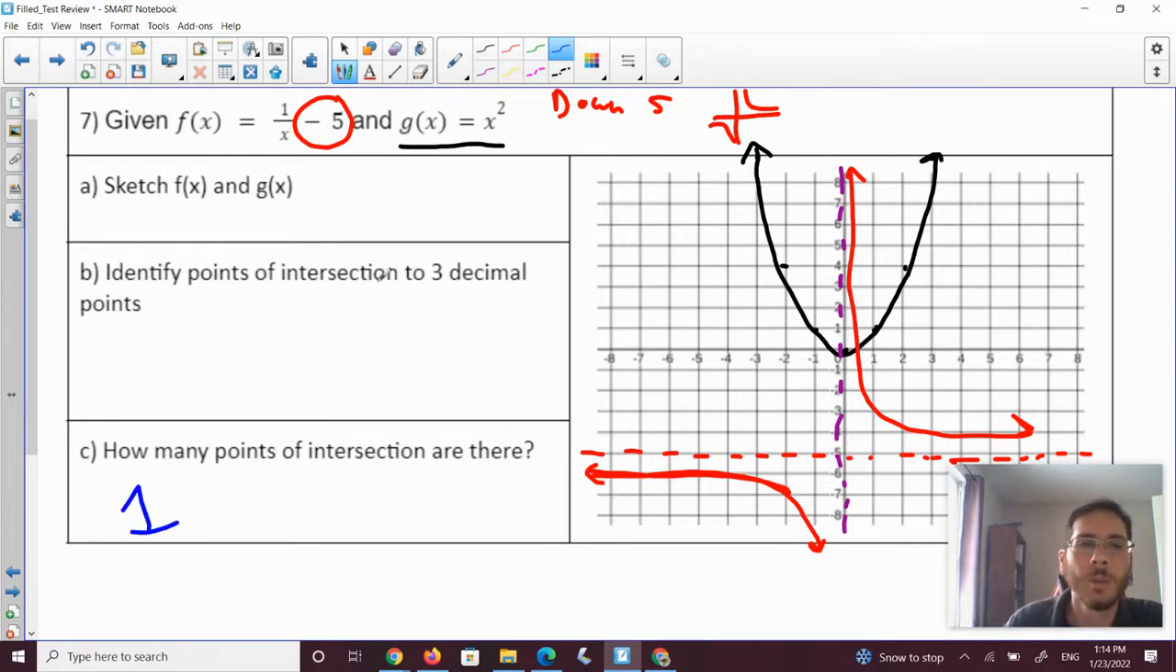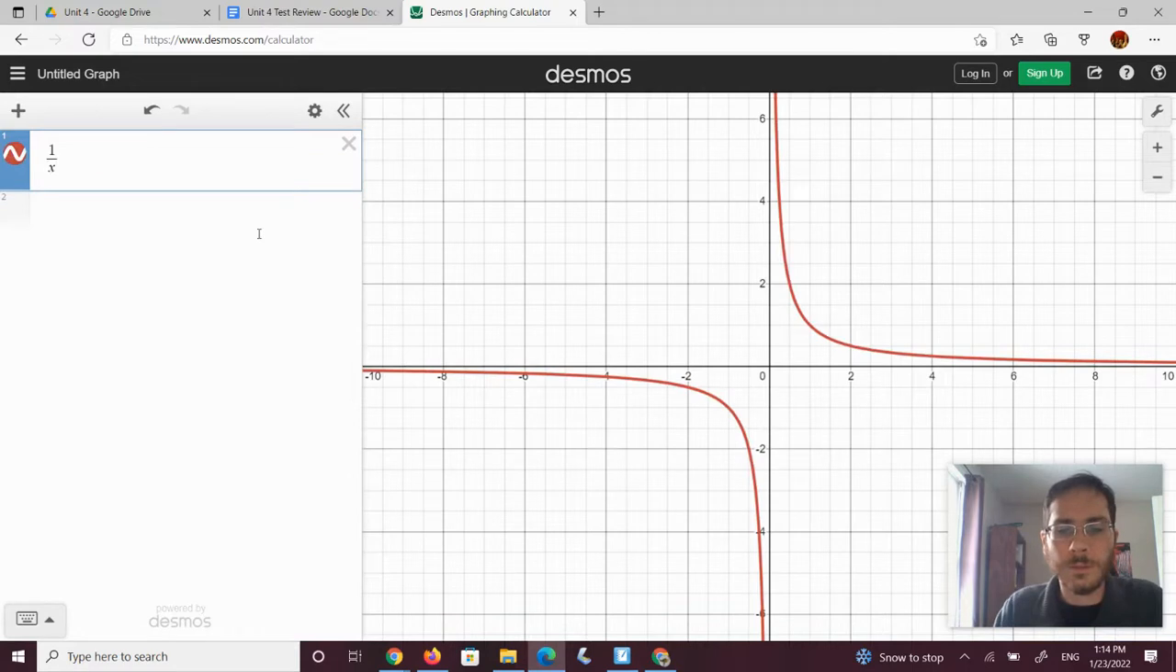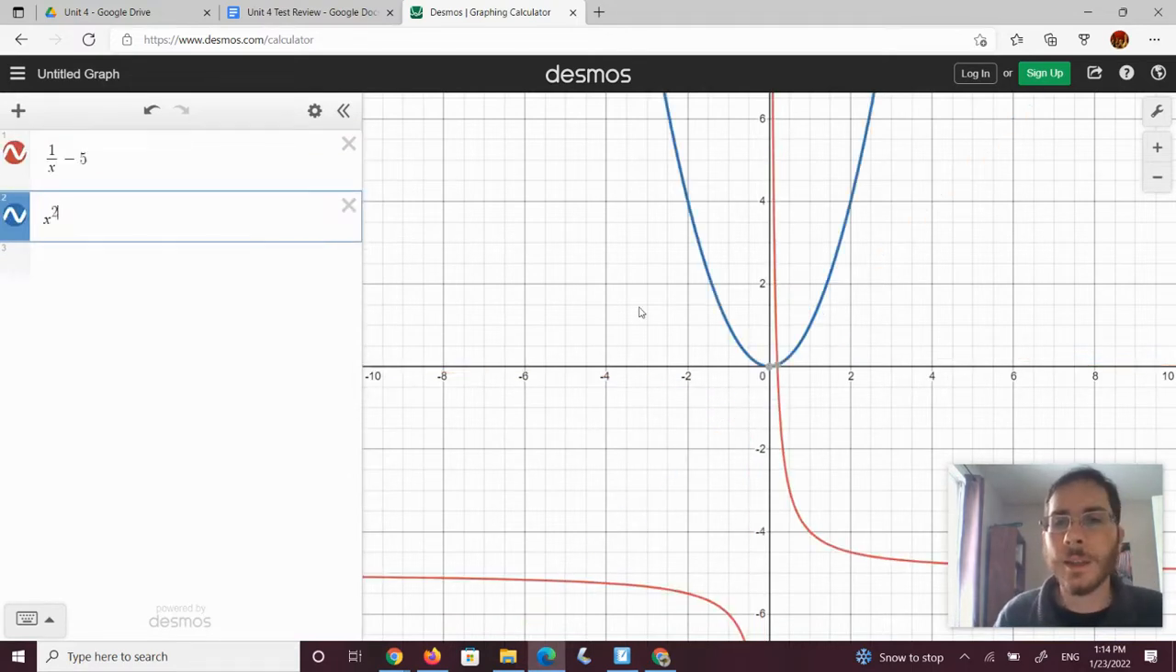But we do have to find the point of intersection to 3 decimal points. So we got our choice. We can either do it by hand or with the graphing calculator. Since the instructions say to 3 decimal points, I think that's a good sign that we just want to throw it into Desmos or our graphing calculator and just see where they cross. So let's do that. So we got 1 over x minus 5. And x squared was the other one. And so we can see that they do cross. They cross right here. And that's our point of intersection.